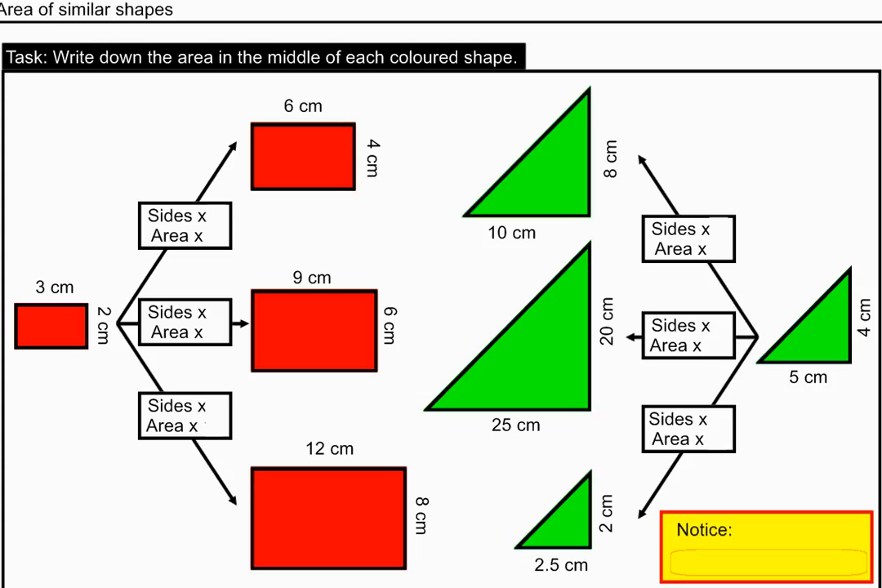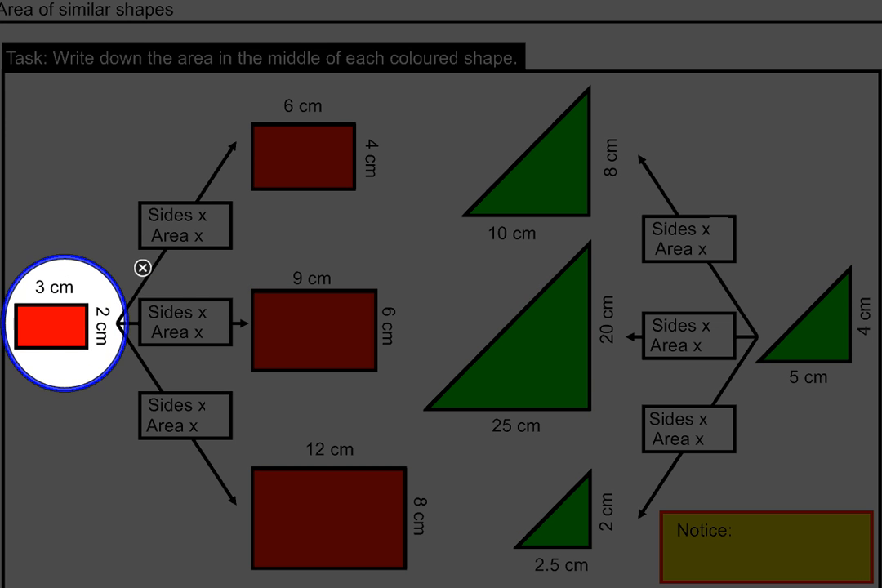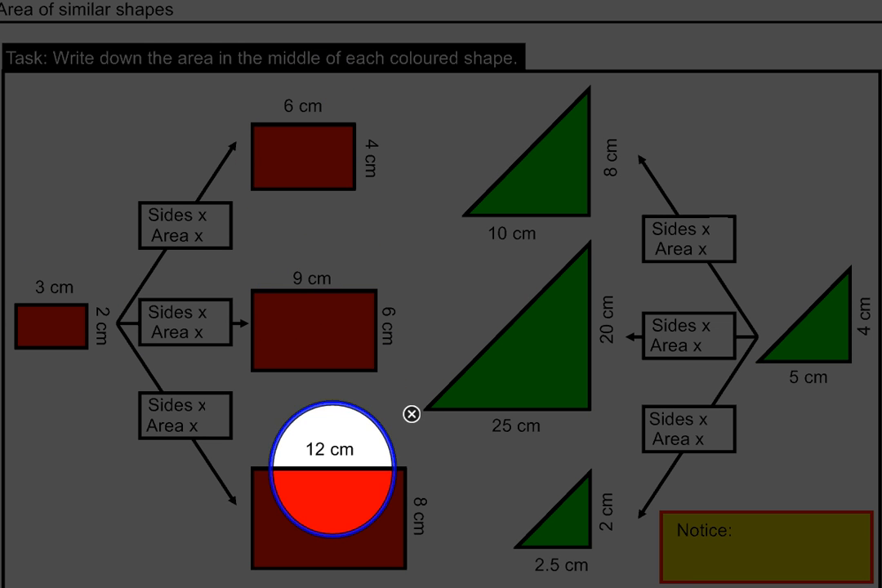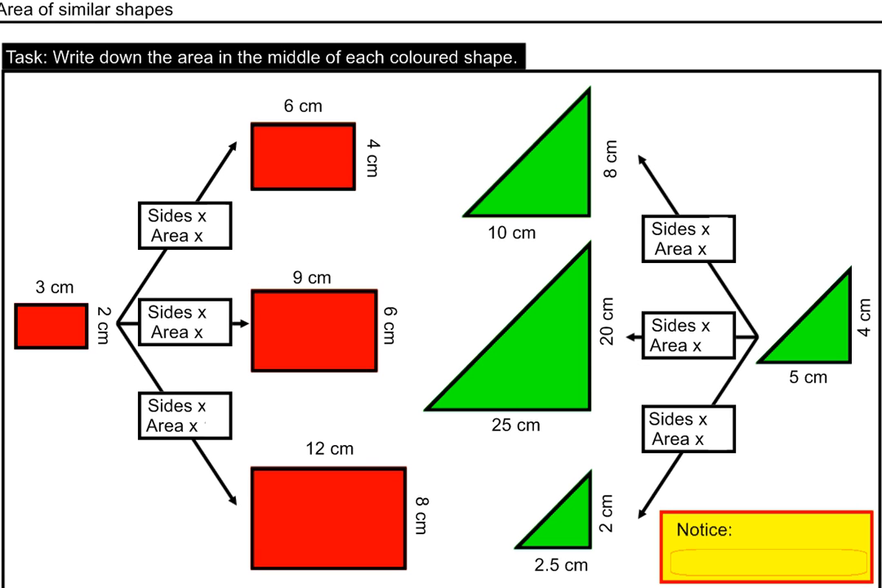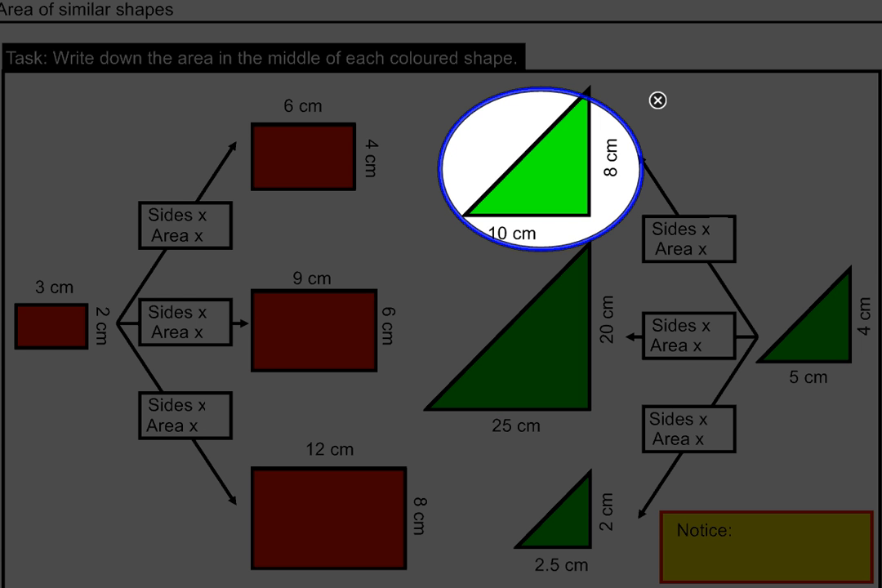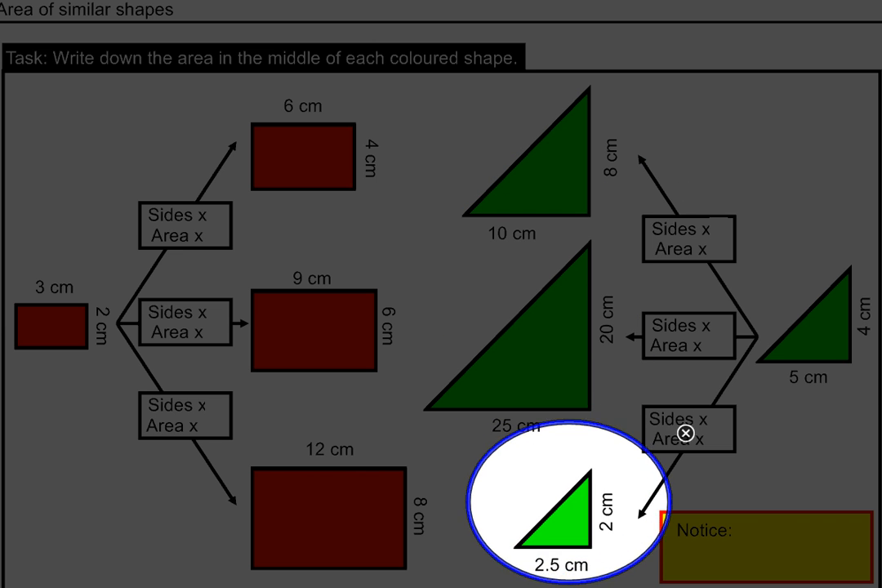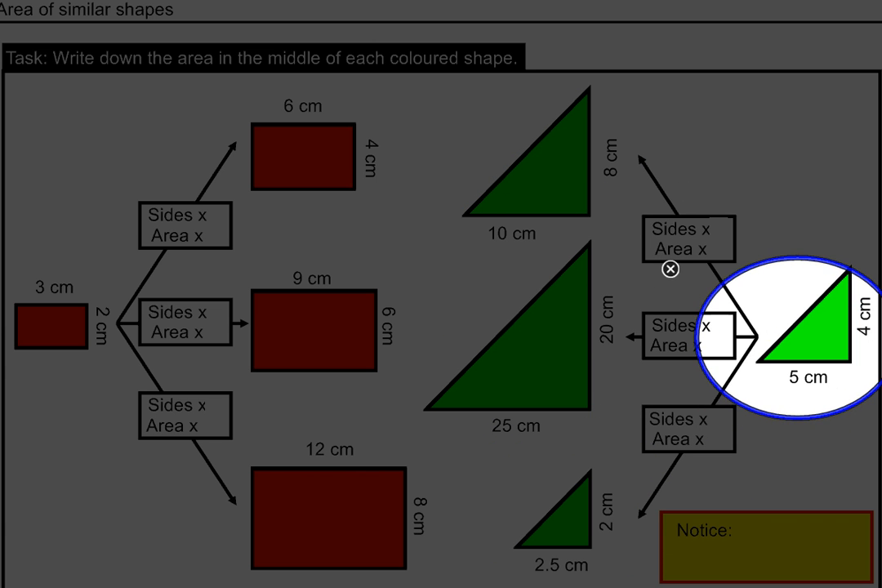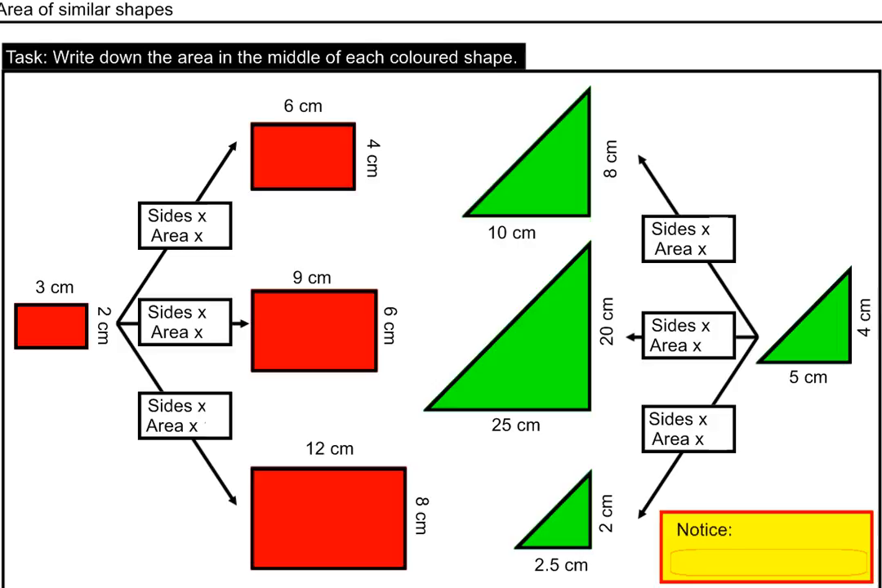What I'd like you to do is to pause the video and for each of the red rectangles here, calculate their area and write them down in the middle, and similarly for the green triangles, if you can do the same, calculate their area and write them in the middle.